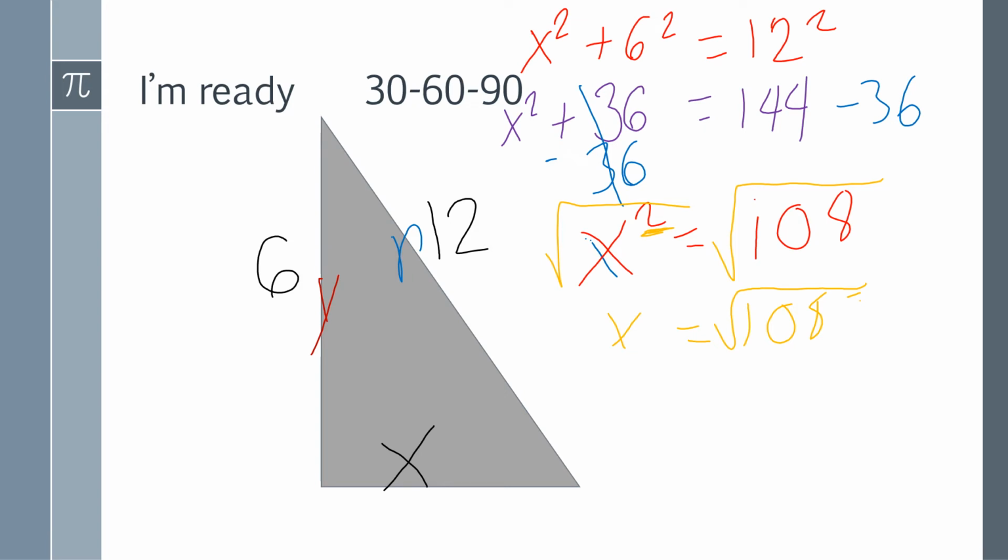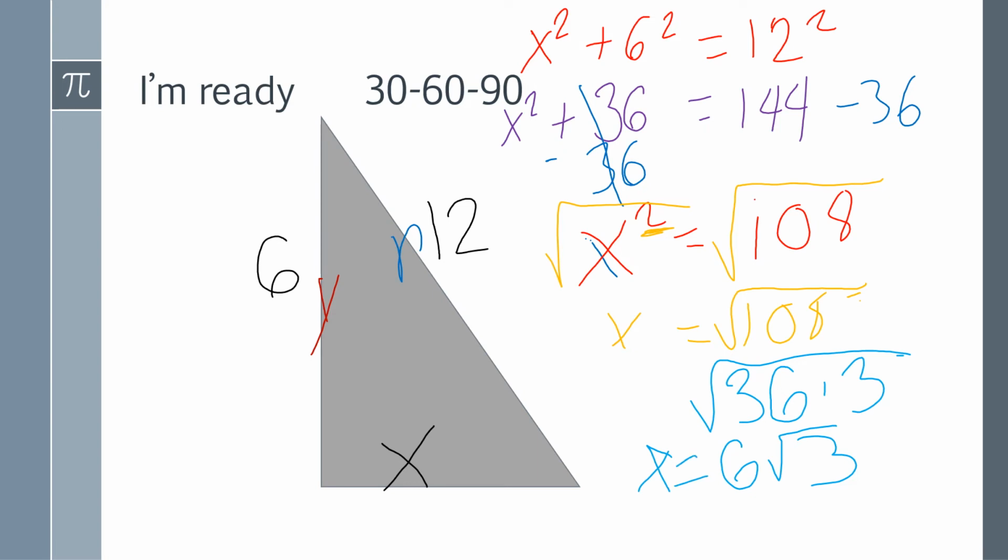So when you break this down, I realized something. It's going to be 36 times 3 under the square root. So we know the square root of 36 is what? 6. And we know the square root of 3 does not have a perfect square, so it stays as is. So x equals 6 square root of 3. And we just figured out what x is. Just like that.